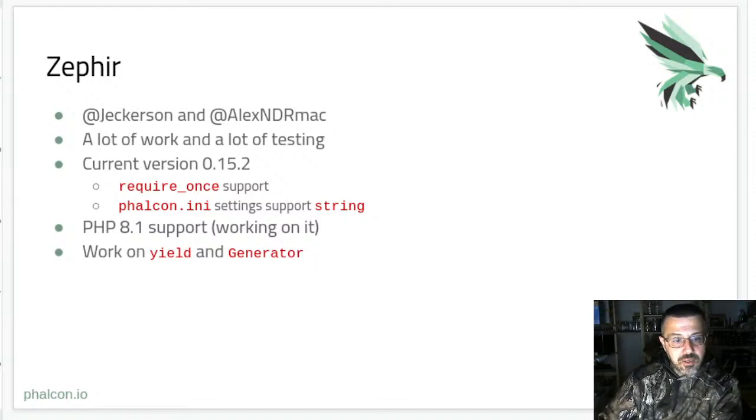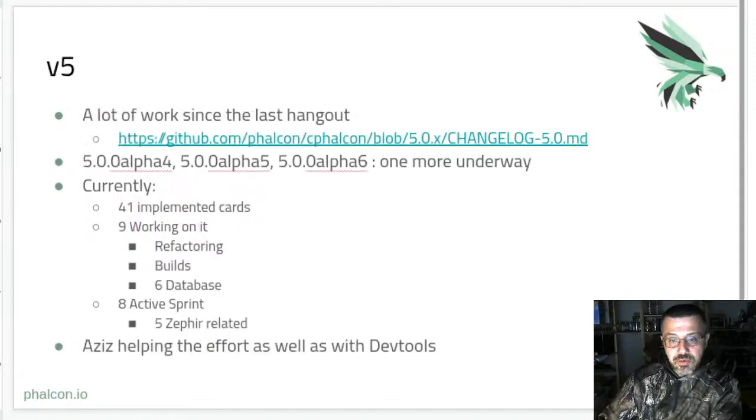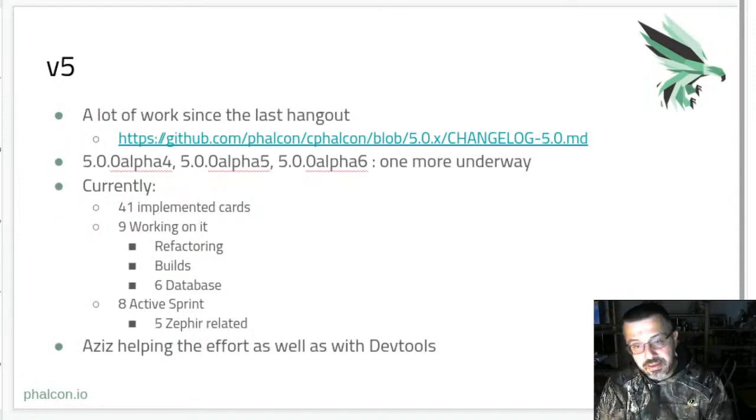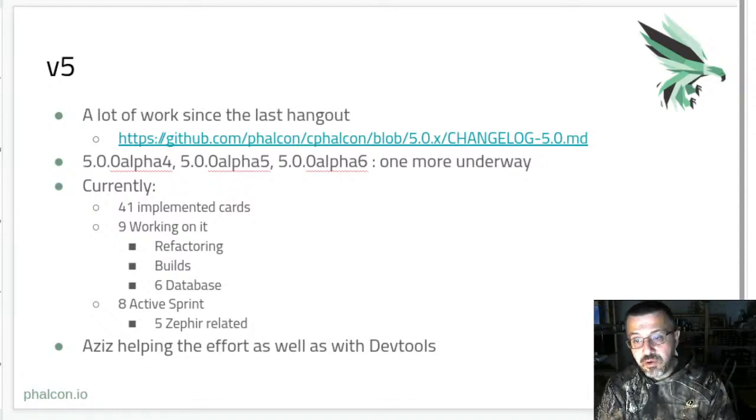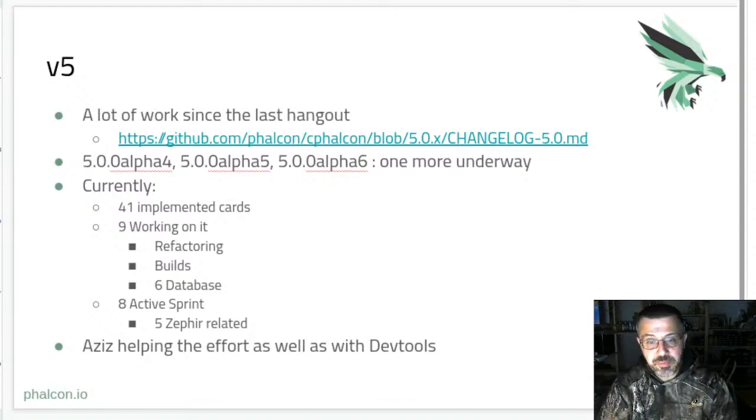So let's go to version 5. A lot of work. If you notice the change log, you're gonna see version alpha 4, alpha 5 didn't have that much, alpha 6 had quite a bit, and alpha 7 probably that's gonna come up is pretty much packed with a lot of changes and features. I didn't count what we did on alpha 4, 5, and 6. I only counted what we have right now.